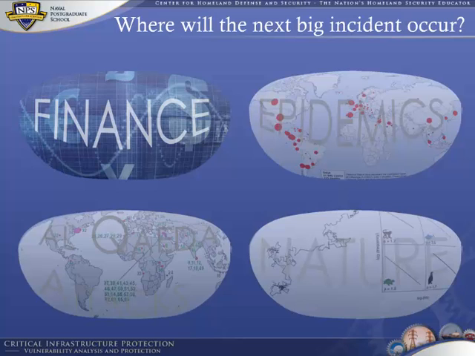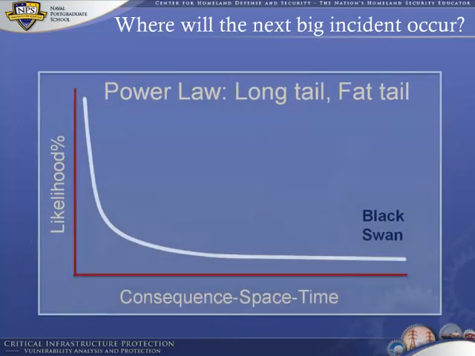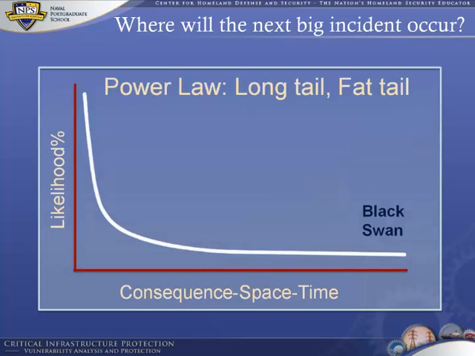Both humans and animals forage, which is a form of Levy walk. If we know the power law for Levy walks, we can estimate when and where the next incident is likely to happen. This is the theory. Does it actually work?